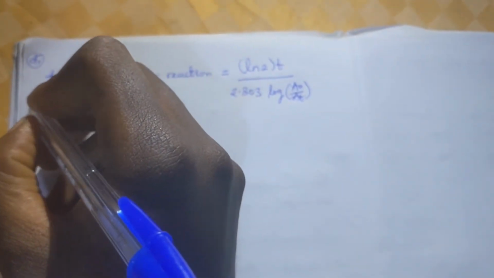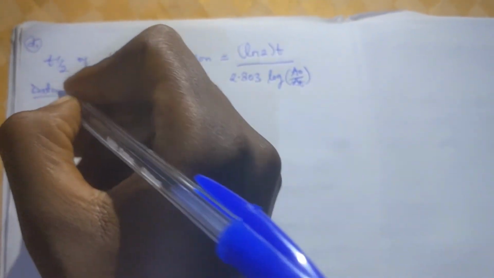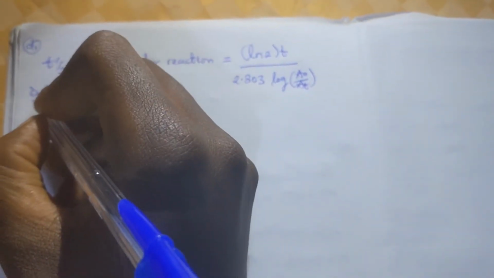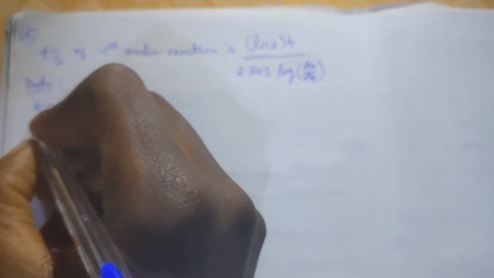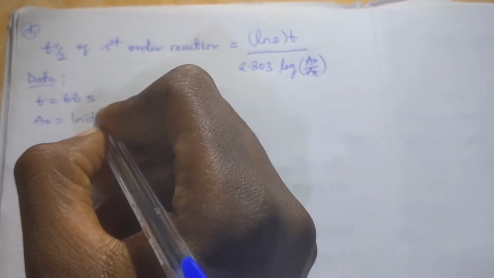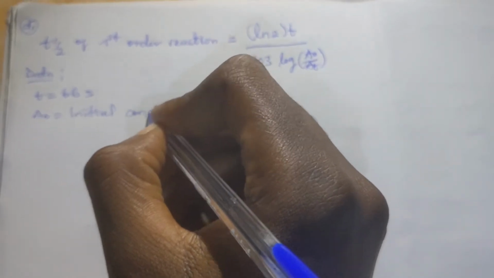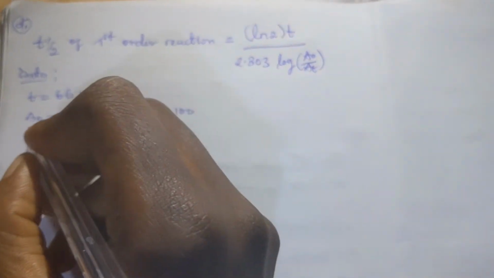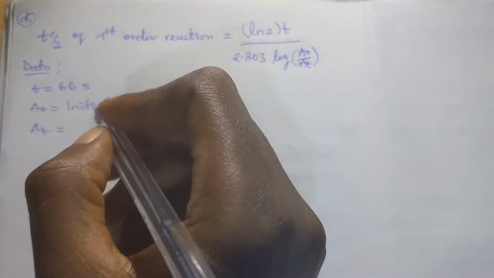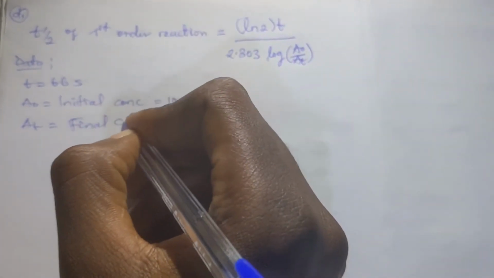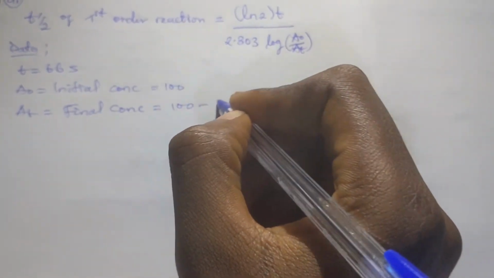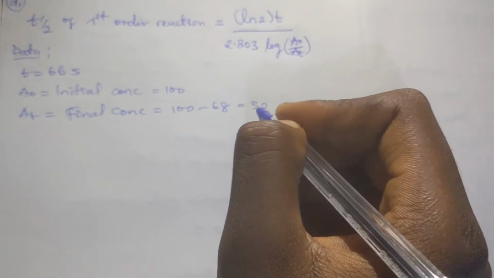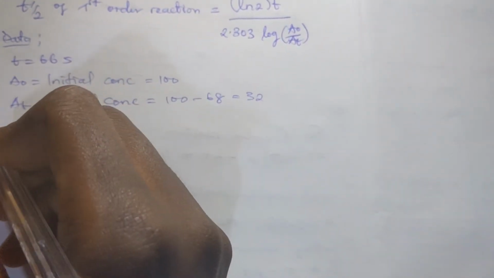So collecting the data, we have T equals 66 seconds. 66 seconds, according to our equation, is the time when 68% of the substance is reacted. A0 is the initial concentration, which is 100%. Initial concentration before the start of the reaction process was 100%. We are dealing with percentages here. Why now the final concentration A is gotten by 100 minus 68%, which is already reacted. So the unreacted concentration is 100 minus 68, which equals 32.